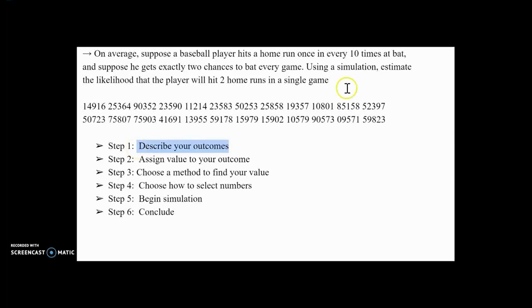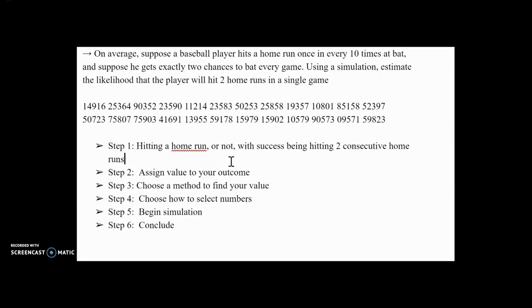So in this case, we're looking at estimating the likelihood that the player will hit 2 home runs in a single game. So what are my outcomes? Firstly, it's hitting a home run or not, with success being hitting 2 consecutive home runs. Now, this is very important because you're defining all the possible outcomes as well as what you're counting as a success.